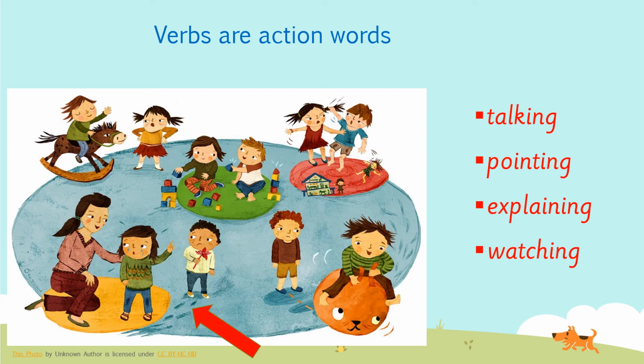Okay, so I said talking. The teacher and the little girl are clearly discussing something, talking. Pointing. The little girl is pointing at something. Explaining. She might be explaining what happened. And the boy on the side, he's watching. He does look a little bit concerned. He doesn't look very happy, does he? But he is just watching on. Perhaps something happened between the girl and the boy, and the teacher's intervening and trying to solve it.